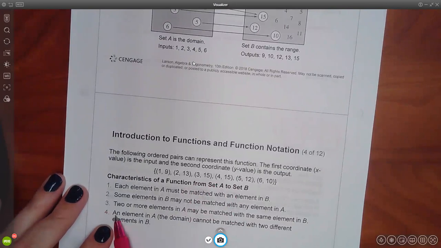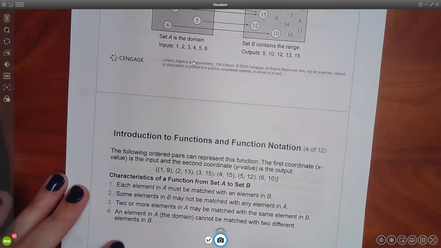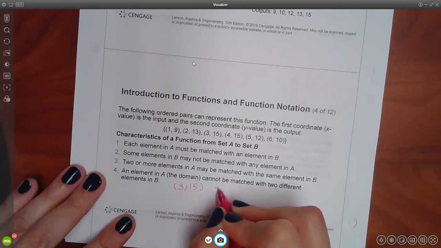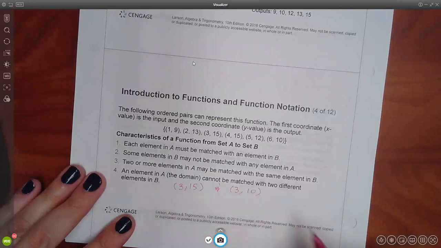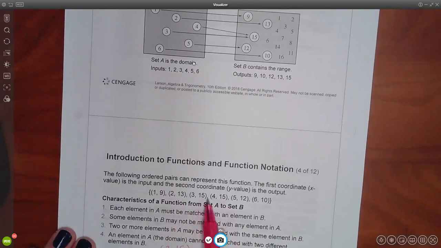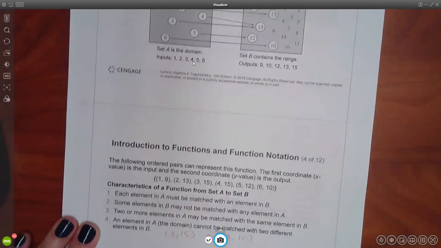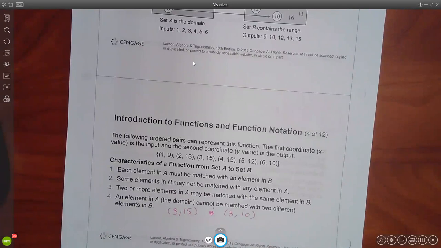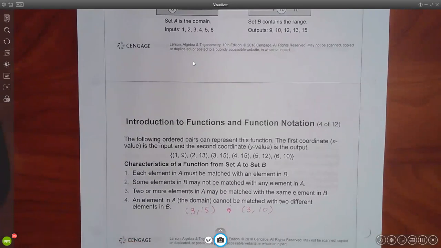However, an element A in the domain cannot be matched with 2 different elements in B. What this means is that you can't have 3 go to 15 and have 3 go to 10. Okay? So it's weird because if you notice the Y values repeated, right? But when you have the X values repeating, that cannot happen. That's when it no longer becomes a function.